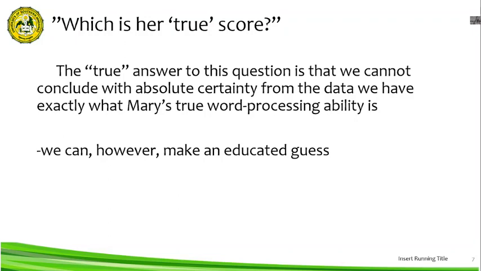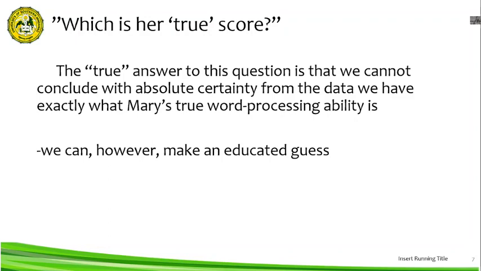Which is her true score? True score is the individual's score on a measure if there was no error. So which is her true score? The true answer to this question is that we cannot conclude with absolute certainty from the data we have exactly what Mary's true word processing ability is. We can, however, make an educated guess.